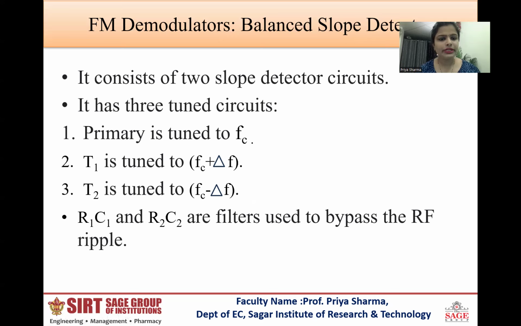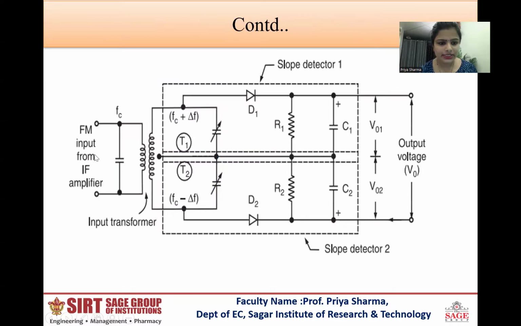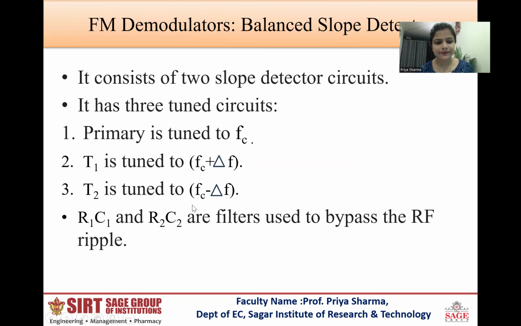Okay, so it has three tuned circuits. The primary tuned circuit is tuned to the carrier frequency FC. Then the second tuned circuit is tuned to FC plus del F, that is, slightly higher than the carrier frequency. Then the lower slope detector is tuned to FC minus del F, that is slightly less than the carrier frequency.